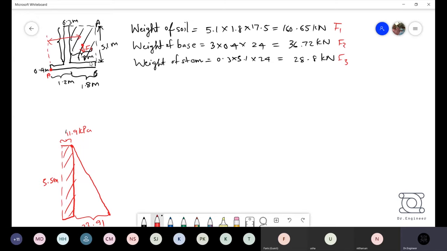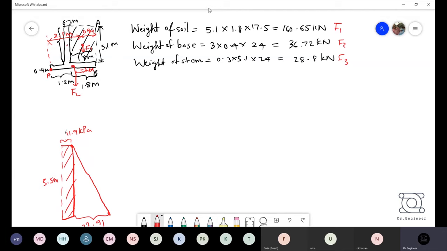So this distance from the center would be 0.9. Since this is 1.8, the total distance is 1.8 for the soil, so the exact middle is 0.9. Total length is 3 meters, so this length would be 2.1 meter. And for the base, it would be at the center. It is F2. So this distance would be 1.5 and 1.5, since it is the center.